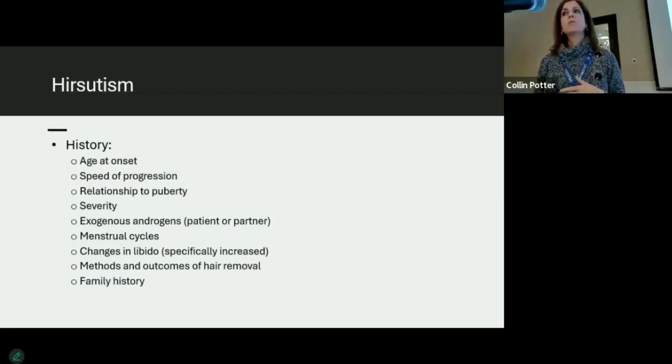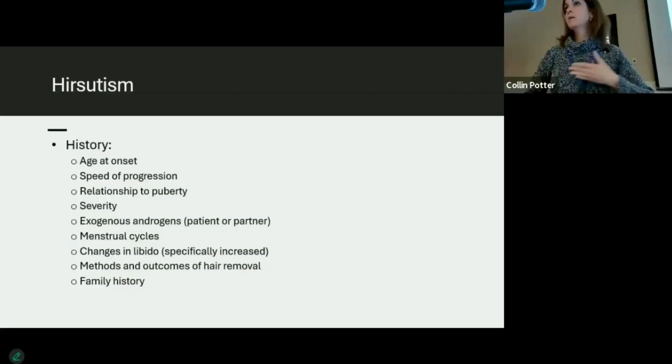The severity. And once again, that one is under this list. You would want to ask about severity from the patient's perspective, but in this part of the decision, the severity to you is as far as considering the possibility of an underlying tumor. And then exogenous androgens. Patients can take exogenous androgens too.